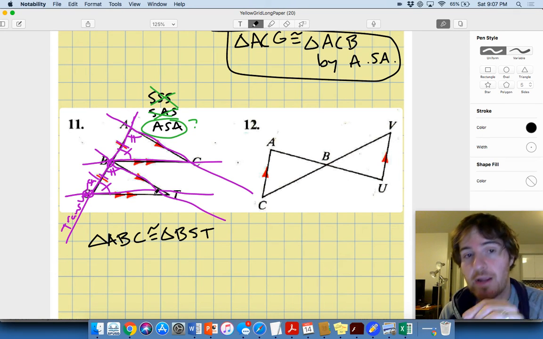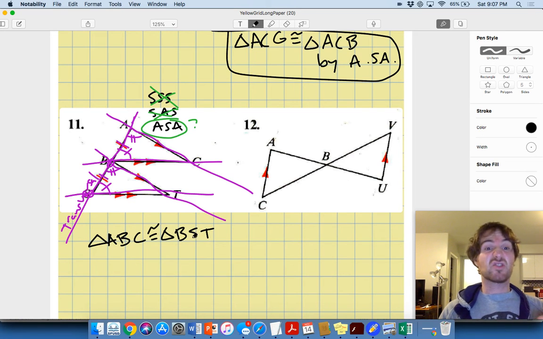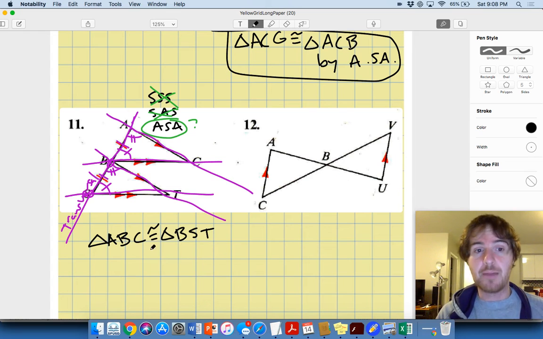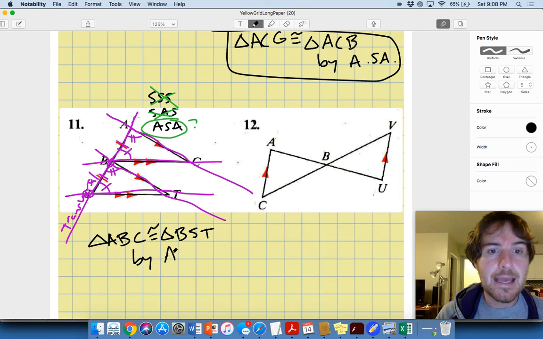They correspond. They're in the same positions. Angle C and angle T are the congruent ones, so they appear in the third position. I could have called this triangle BCA congruent to triangle STB. I would have been allowed to do that because B corresponds to S. It doesn't matter how you order the three letters, as long as they match up to one another. So that's by ASA.